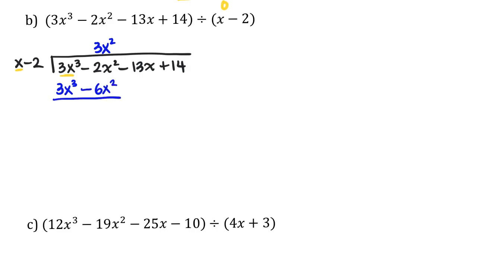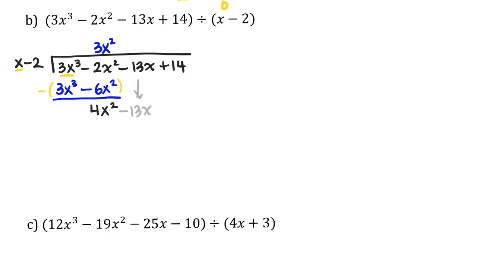Line, subtract down. Be careful with this one. Okay, 3x cubed minus 3x cubed cancels. Now if I do negative 2x squared minus negative 6, minus makes this plus. So negative 2 plus 6 is 4x squared. Okay, be really careful with this subtraction. Okay, I'm going to bring down the next term.